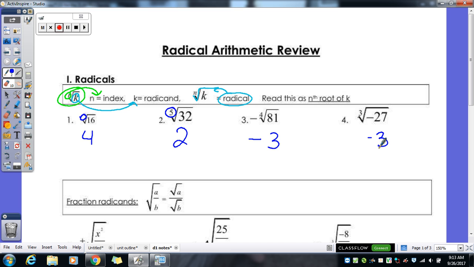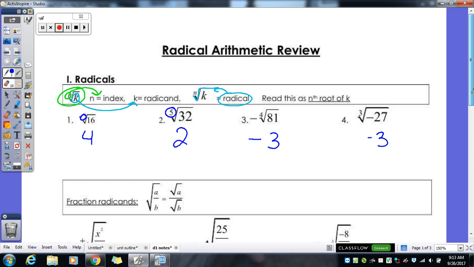Now, you cannot always take this radical sign of a negative number. It works for this one because it's an odd index number. It doesn't work for, say, the square root of negative 9. That's going to get into how we deal with that a couple lessons from now. But for now, you can't do that.